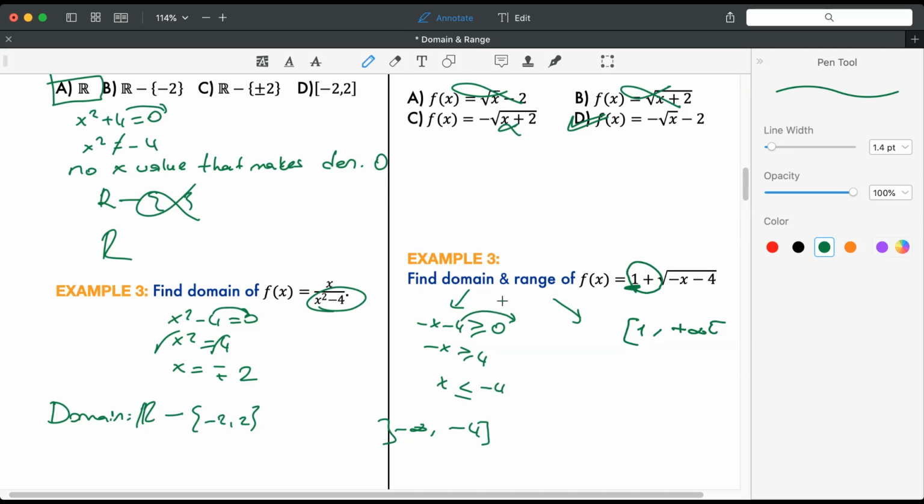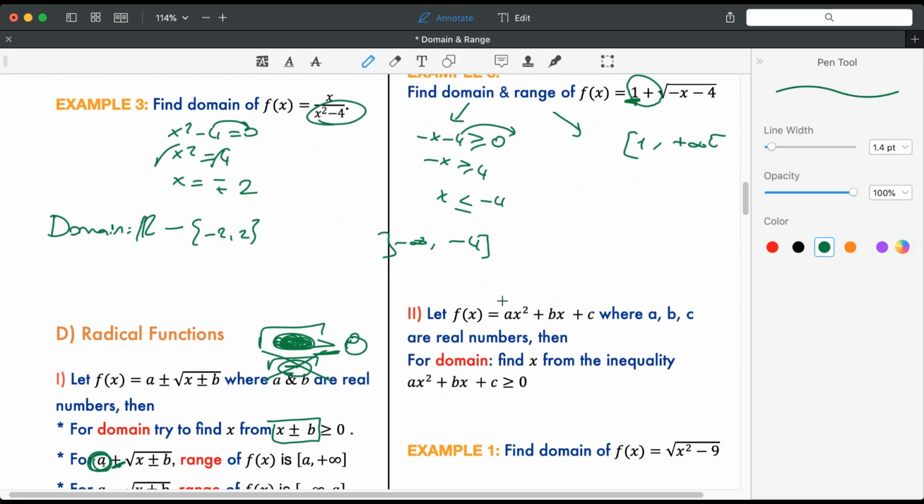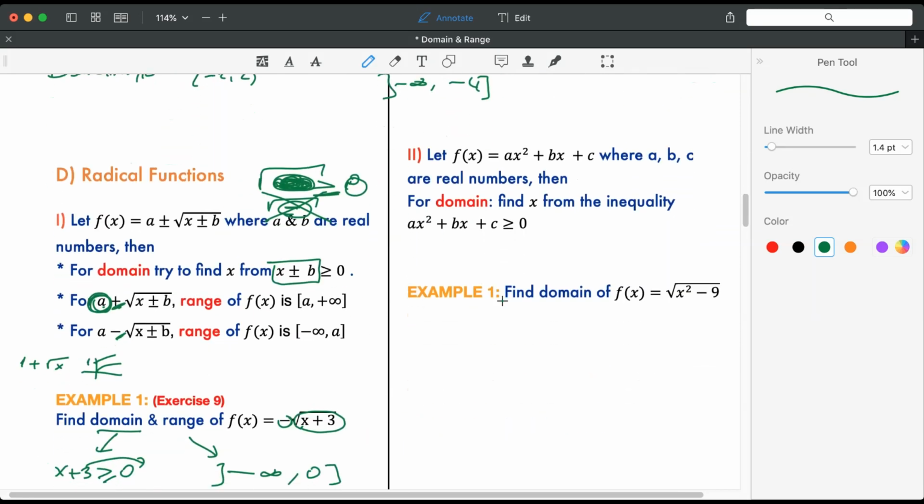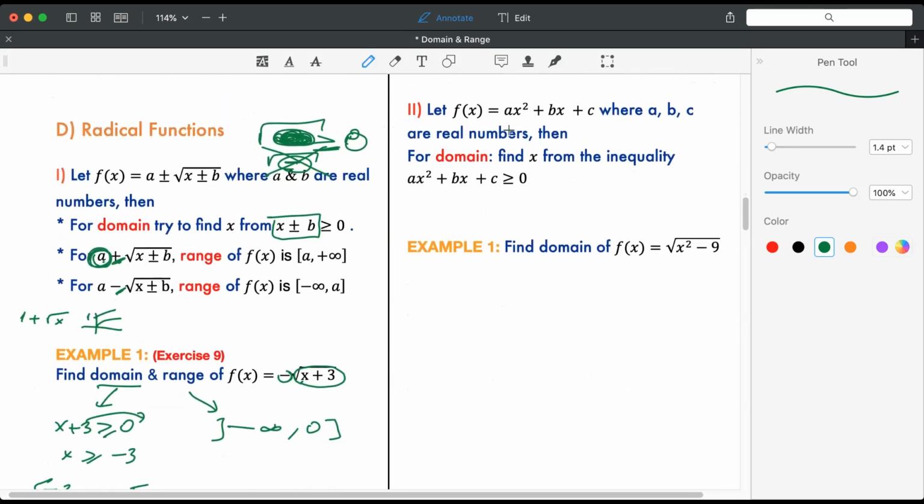So this was the first part of radicals, the first rule for radicals. The second rule: when there is a quadratic function, then the domain is the quadratic function under the radical. For finding the domain, you're going to set the radicand greater than or equal to 0. Actually, the same rule. To find domain, the radicand must be set as greater than or equal to 0.